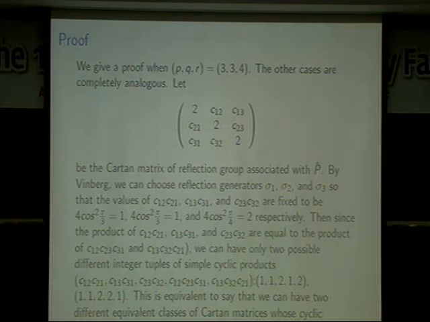And since the product of c12 c21 and c13 c31 and c23 c32 are equal to the product of c12 c23 c31 and c13 c32 c21, we can have only two possible different integer tuples of simplest cyclic products. So the possible tuples are 2, 1, 1 and 2, 1, 2, and 1, 1, 2, 2, 1. So this is equivalent to saying that we can have two different equivalence classes of Cartan matrices whose cyclic products are integers.